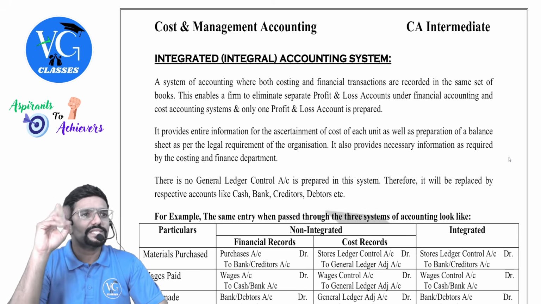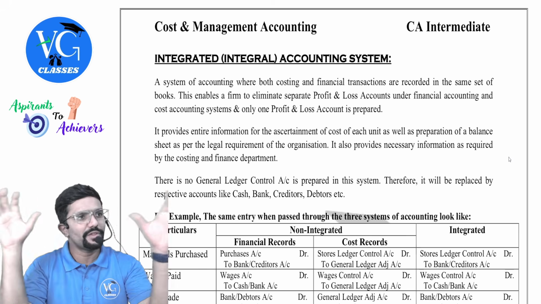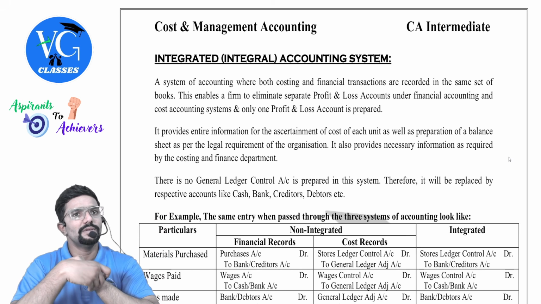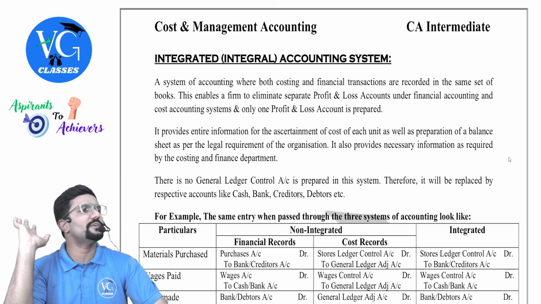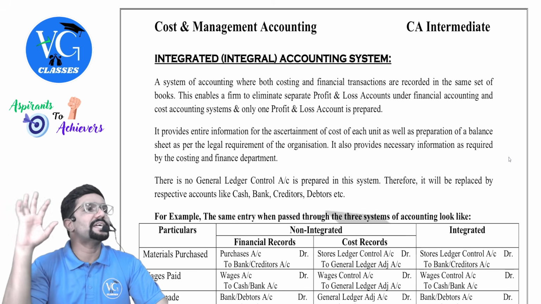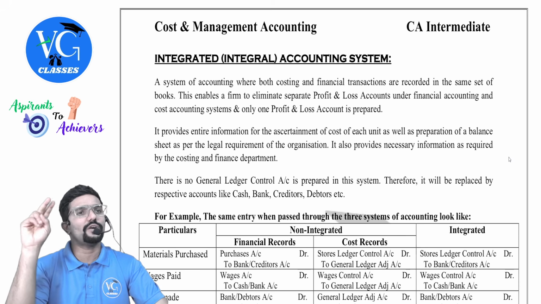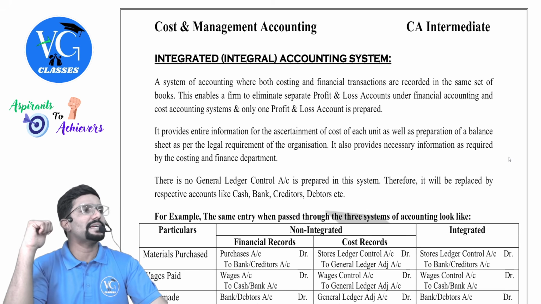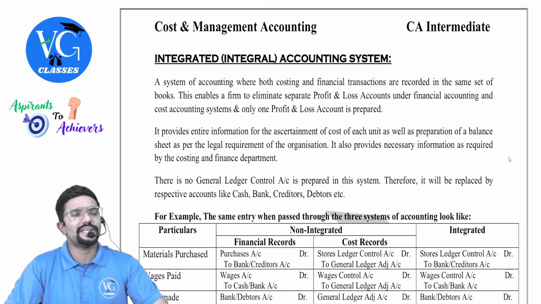When we are maintaining one set of books for recording both costing as well as financial transactions without differentiating, we call it an integrated accounting system. Then, sir, when we are preparing one set of books, that means only one profit? Yes, only one profit, and here there is no need to reconcile. Whereas under non-integrated, there will be two separate sets of books, so obviously two separate profits which will not match. So at the end, we have to reconcile. Here, there is no additional work with respect to reconciliation.